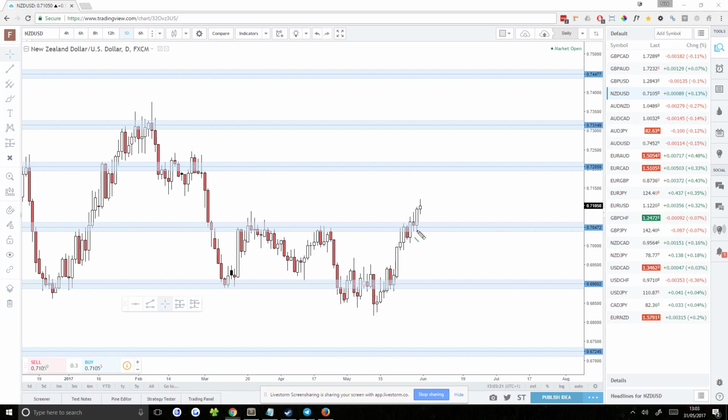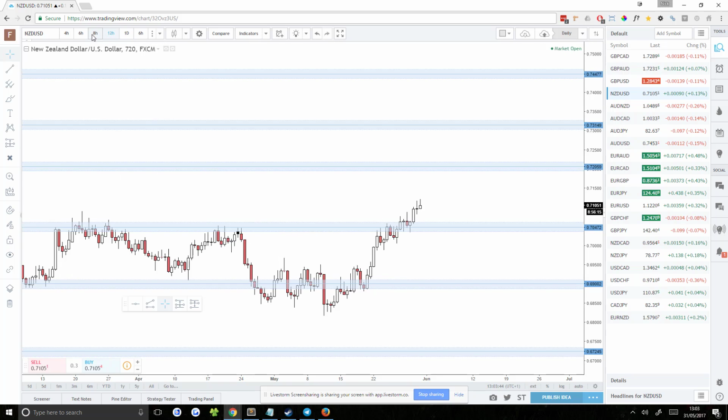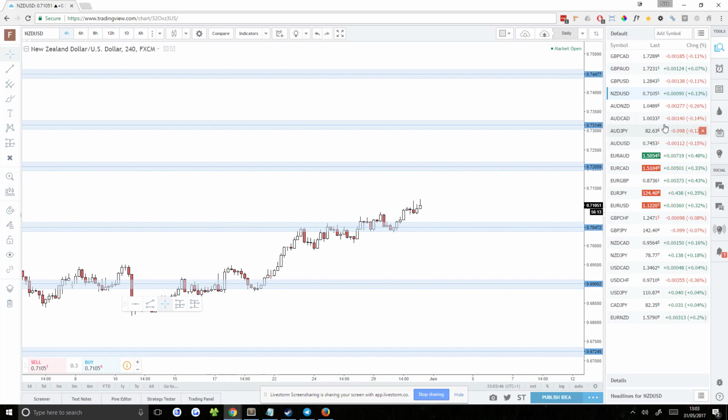And right now it's broken above, so we can't really do much with it. So I'm not too interested in New Zealand USD. I'm going to just drag it back down with its friends down here in the New Zealand pile.